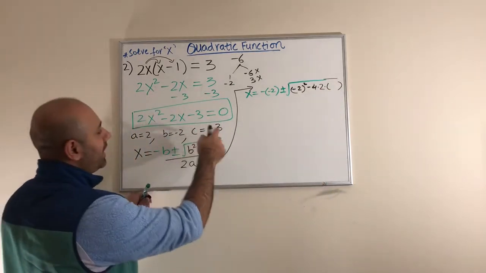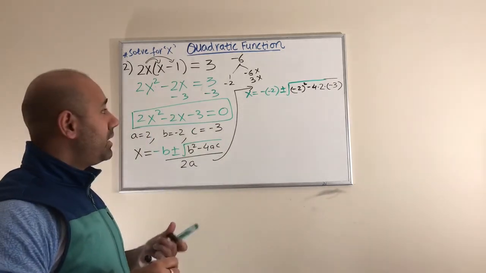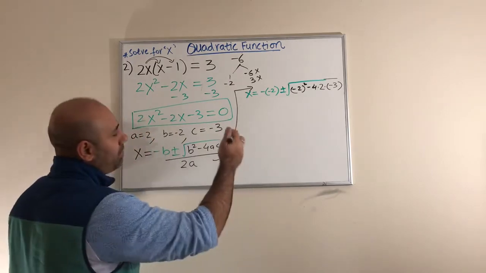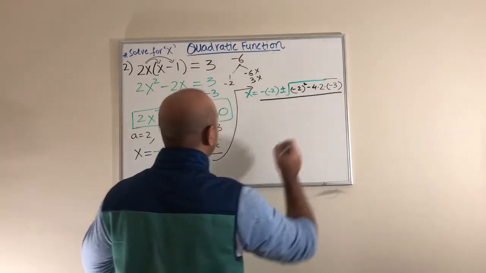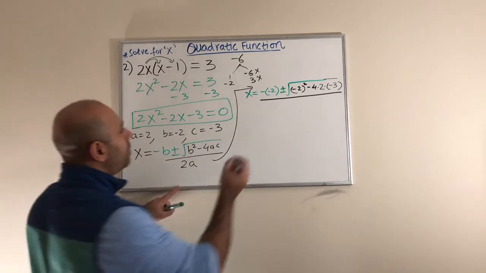I have c, which is -3. So I like to put the negatives in parentheses. I even like to put sometimes the positives in parentheses, but here I'm not going to put it. It does not really matter. Now I have divided by 2 times a. So 2 times a is 2 times 2.